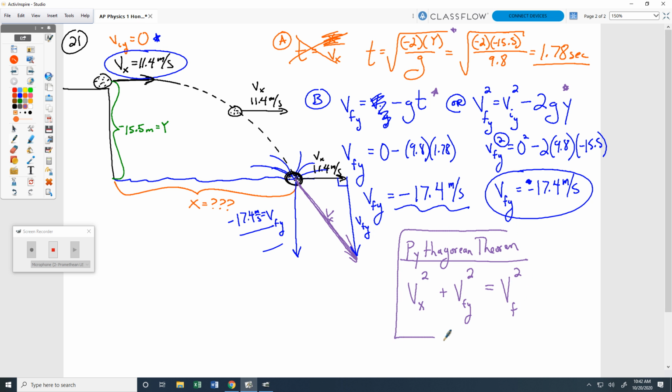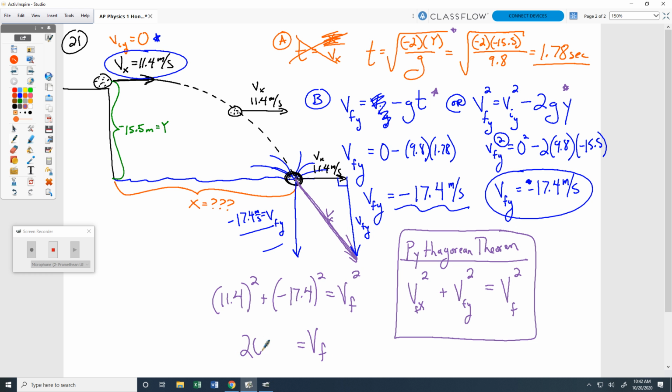So add this to your equation sheet. These could all be finals, or we're going to find out these could all be initials. Notice that this is just plain VF. It doesn't have an X or a Y because it's a diagonal, and that's what we're going to use. So to find this, we take 11.4 squared plus negative 17.4 squared, which gives you VF squared. Square them, add them, square root it, and what you should find is that VF itself is 20.8 meters per second.